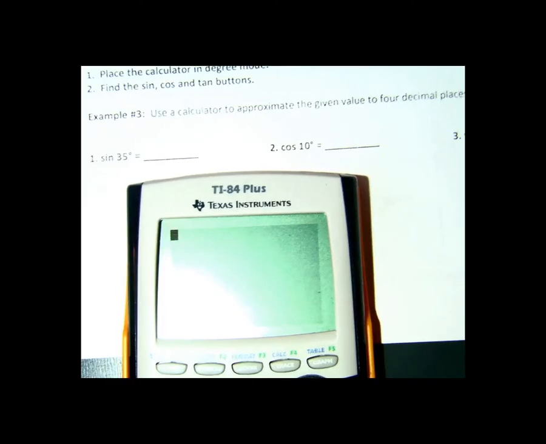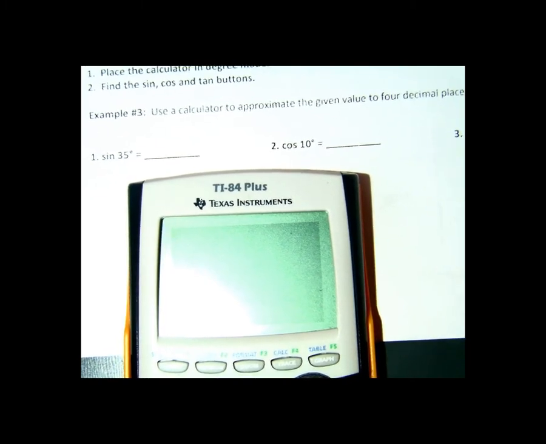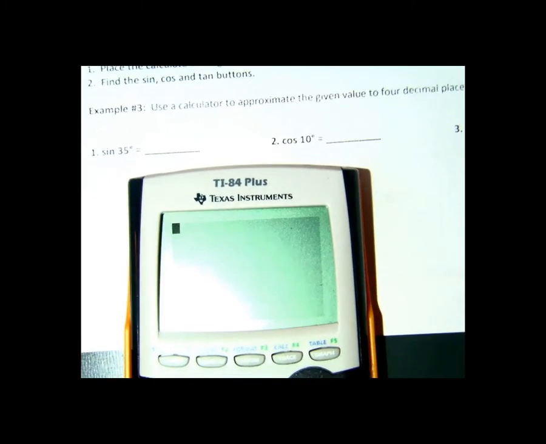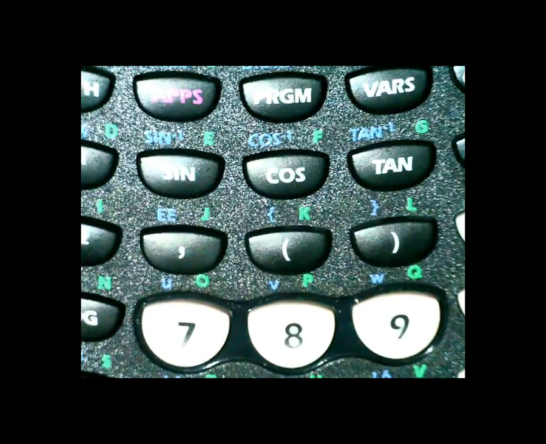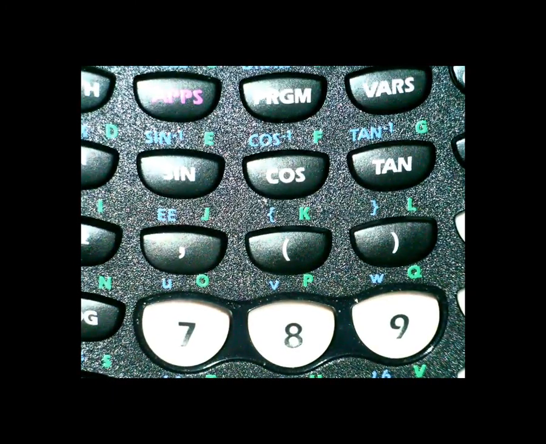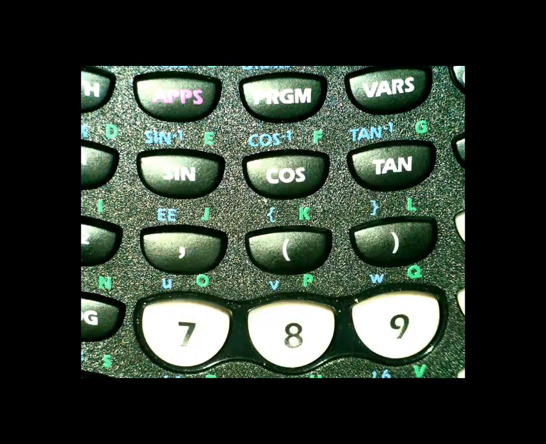So once it's in degree mode, we are going to use our buttons on our calculator to approximate these to 4 decimal places. On your calculator, you have those 3 buttons right there. Sine, cosine, and tangent. We will use those inverses tomorrow, but today we're working with sine, cosine, and tangent.